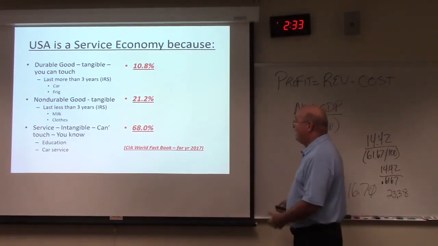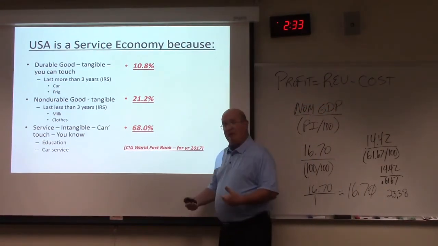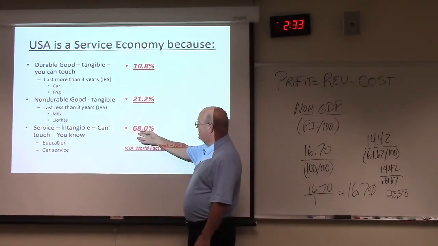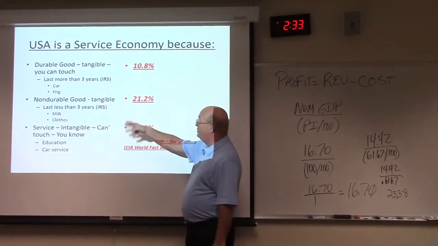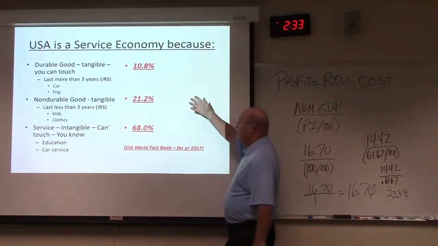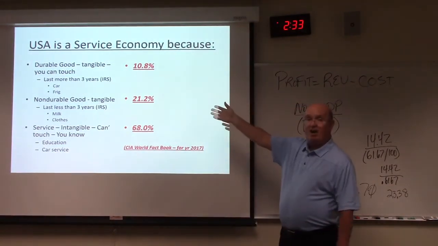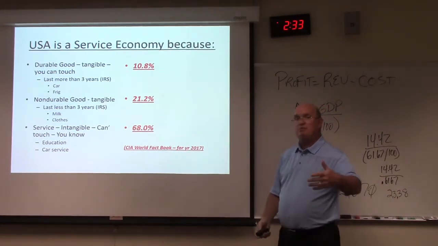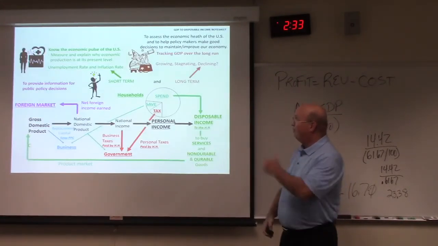All right. We are called a service economy. And why? Because 68% of our spending is on service stuff. The other 32% is spent on goods. So that's why we're called a service economy. It's just because we spend more on services.